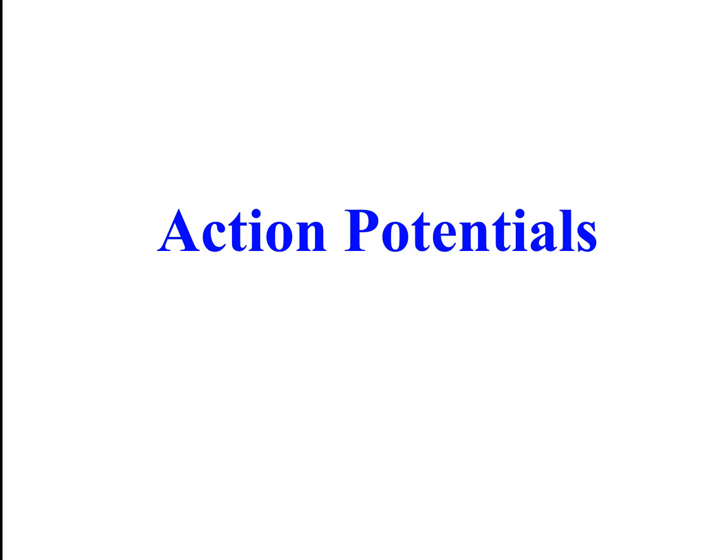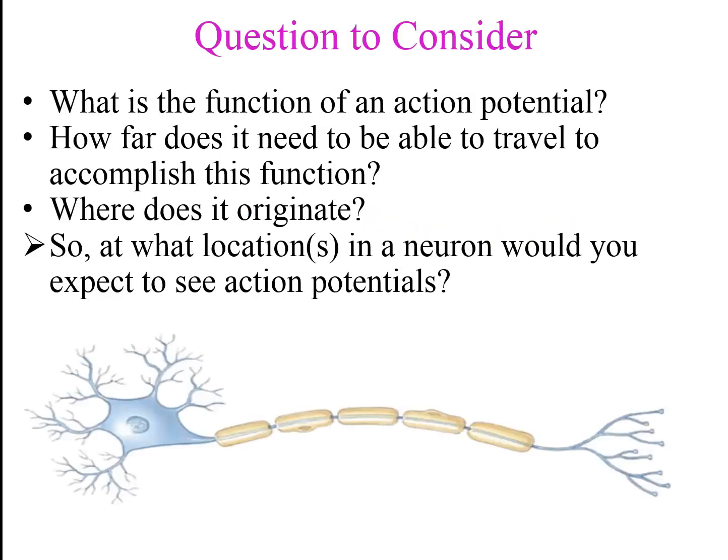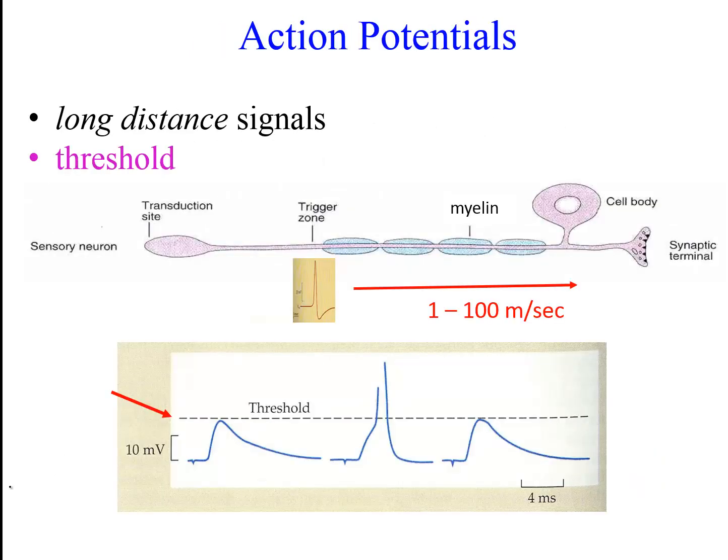So let's briefly review action potentials. As we consider action potentials, it's again useful to think about a few questions. What's the function of an action potential? How far does it need to be able to travel to accomplish this function? Where does it originate? As a result, at what location or locations in a neuron would you expect to see action potentials? The goal of action potentials is to convey information long distances from the integrative region all the way down to the synaptic terminal. Action potentials are produced or evoked if the membrane potential at the trigger zone reaches threshold.